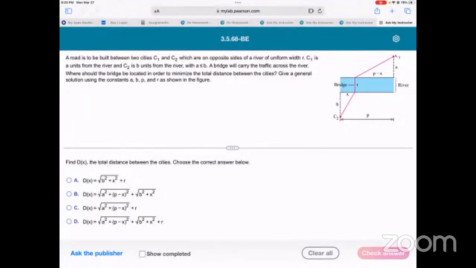Where A is less than or equal to B. A bridge will carry the traffic across the river. Where should the bridge be located in order to minimize the total distance between 2 cities? Give a general solution using the constants A, B, P, and R as shown in the figure.